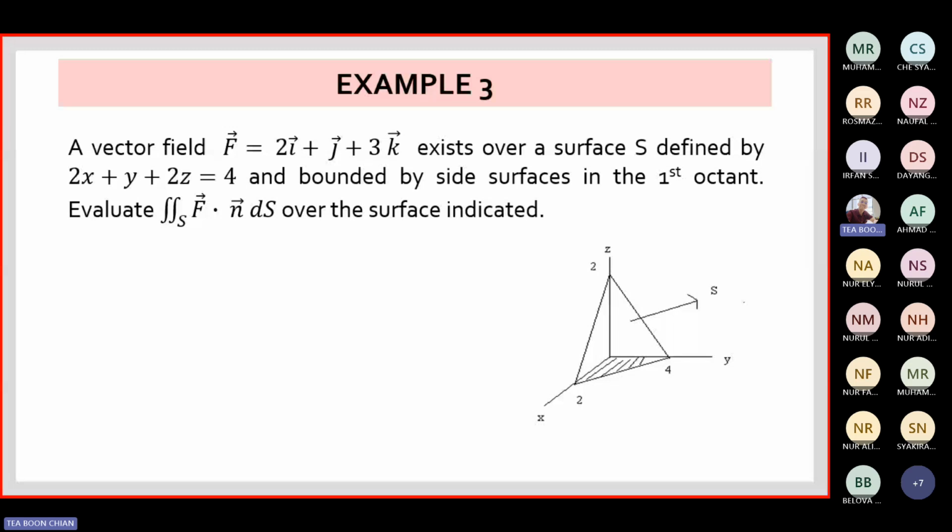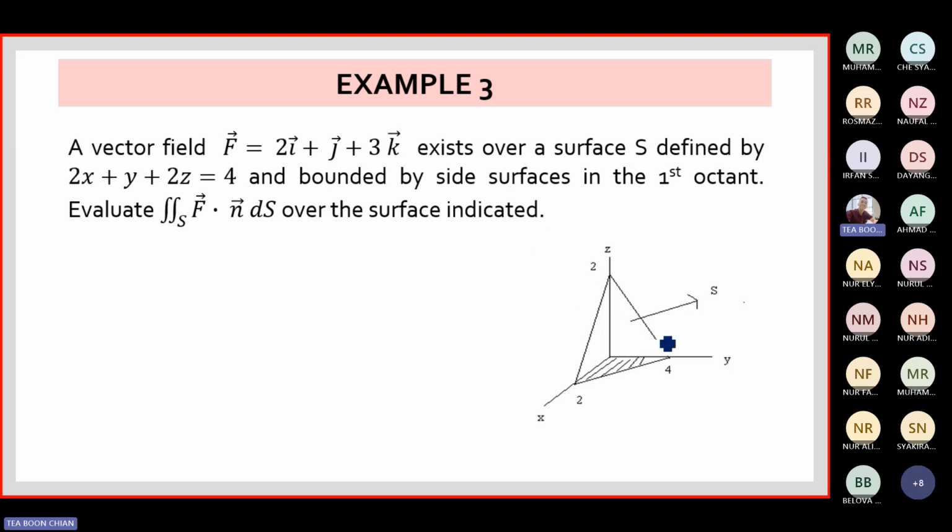All right, so in this example 3, we will see how we can actually apply the Cartesian rectangular coordinates dx dy or dy dx in finding the flux. Now the question: a vector field F equals 2i plus j plus 3k exists over a surface S defined by 2x plus y plus 2z equals to 4 and bounded by the side surfaces in the first octant. Your target now is to evaluate the flux over the surface indicated.